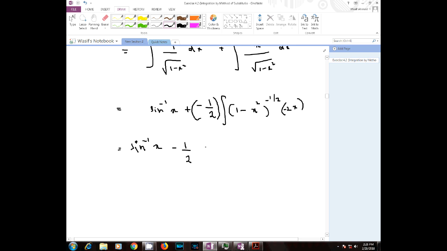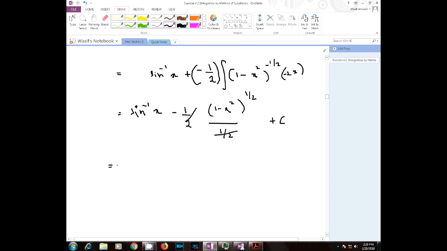So you have sine inverse x minus 1 divided by 2. Apply the power rule: 1 minus x square whole raised to the power minus 1 by 2 plus 1 by 2, that is 1 divided by 2, divided by 1 divided by 2, plus constant of integration. 1 by 2 gets cancelled with this one, and you're left with sine inverse x minus square root 1 minus x square plus c.